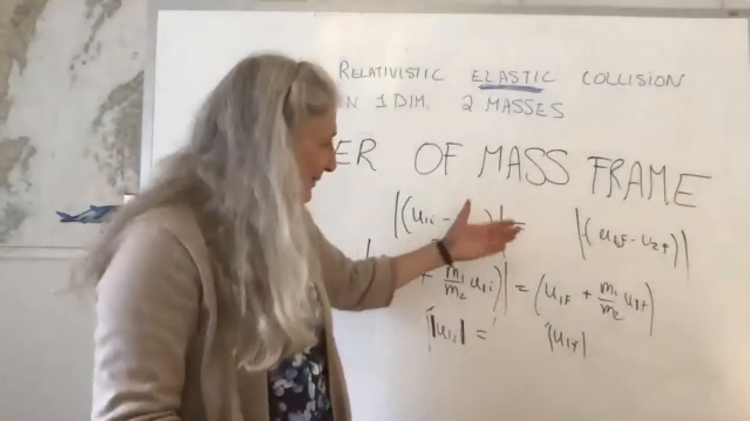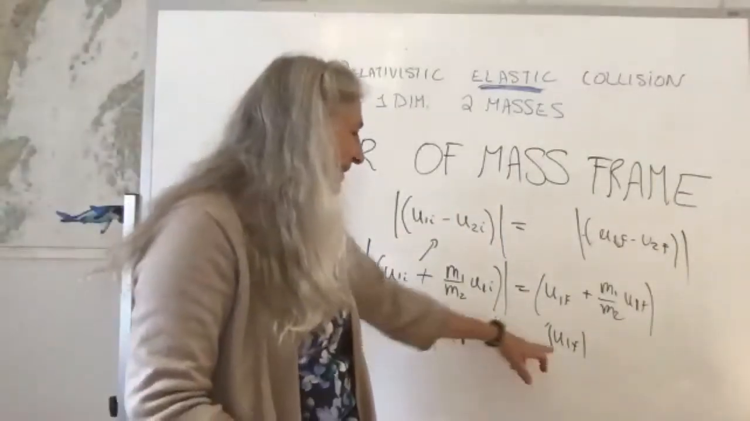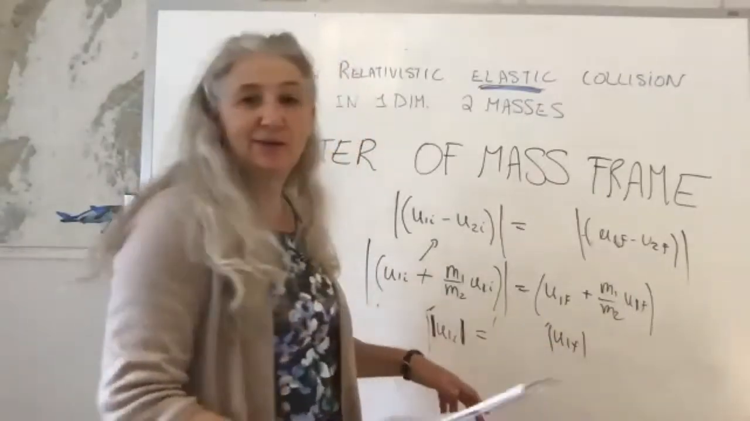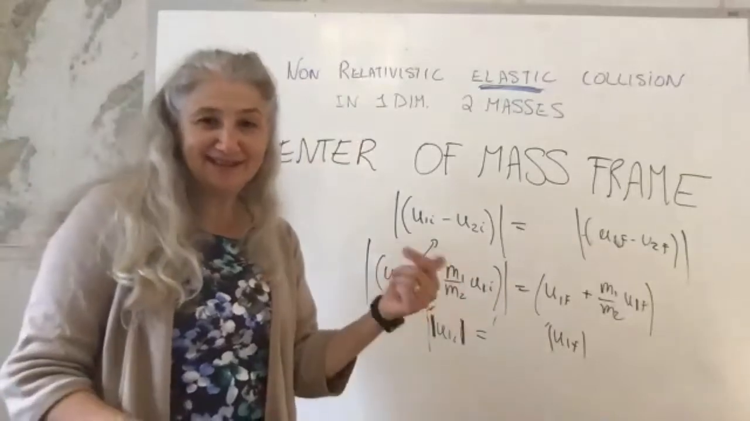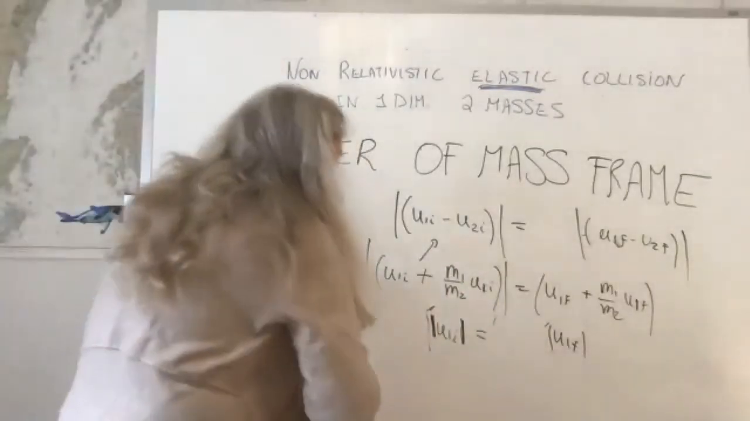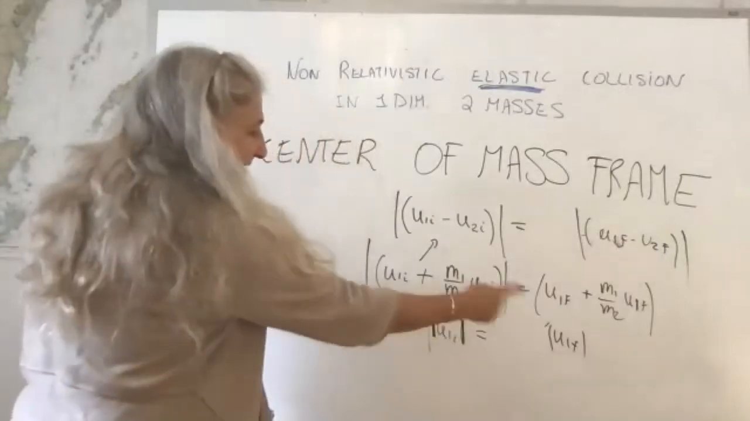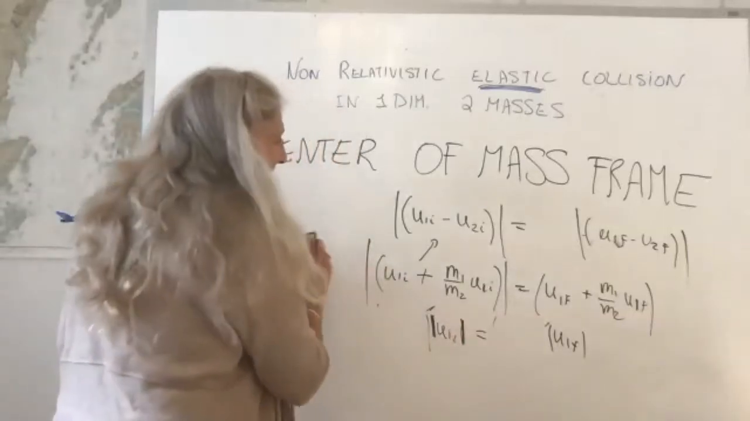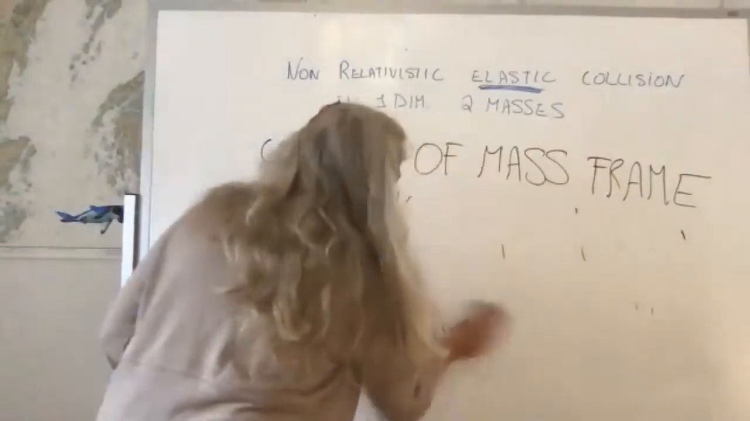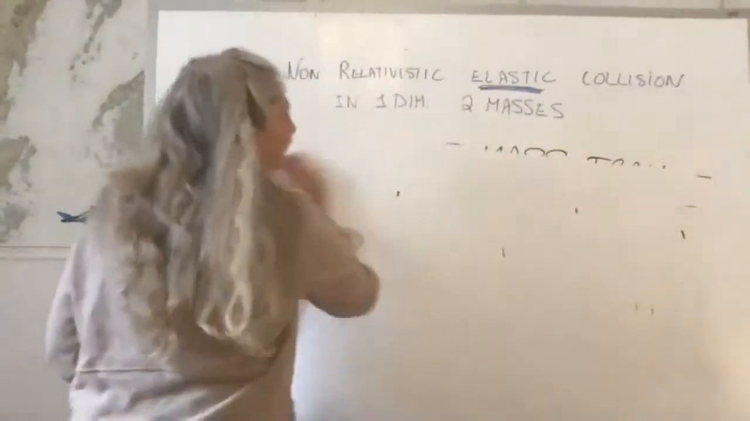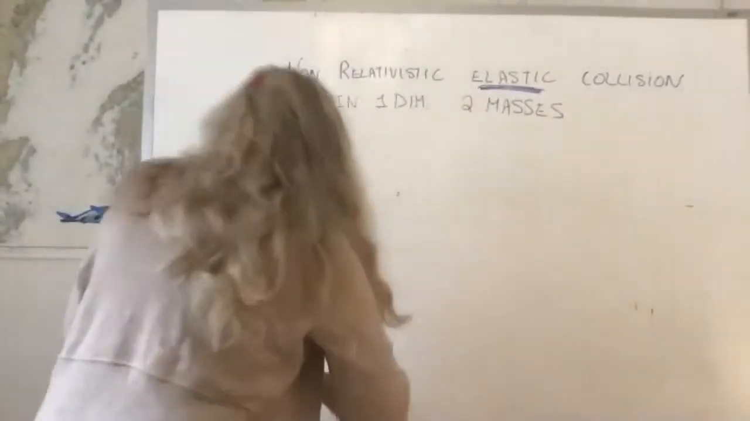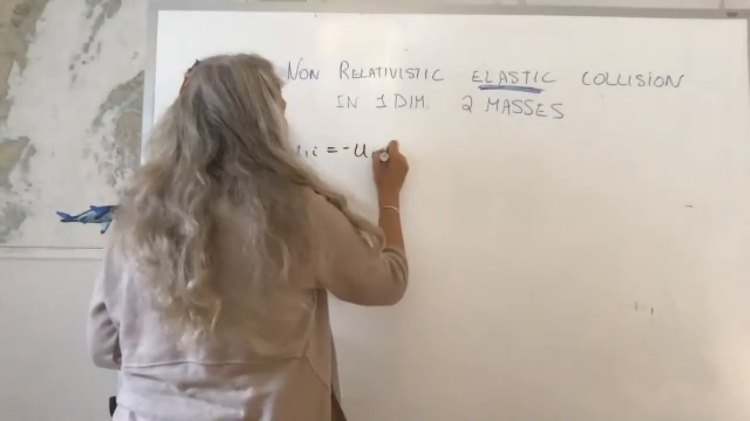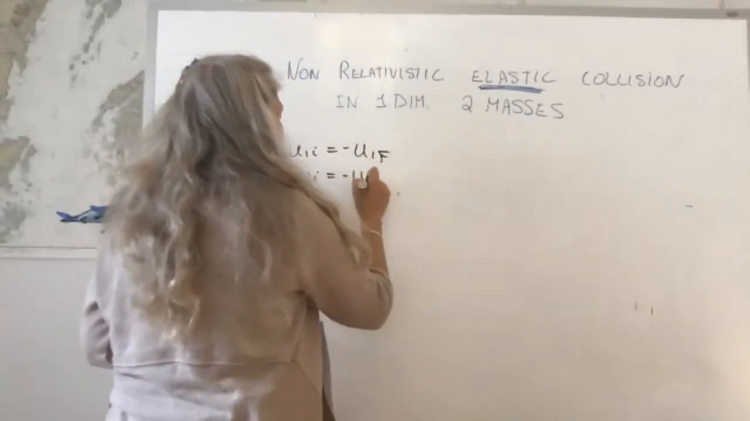And we can do the same thing to find u2i versus u2f, and we'll find out that they are the same size. But in order to conserve momentum, you actually have to have the signs flip. So once you go back and check the signs in the momentum setting, the final thing we'll find out is u1i is equal to minus u1f, and u2i is equal to minus u2f.